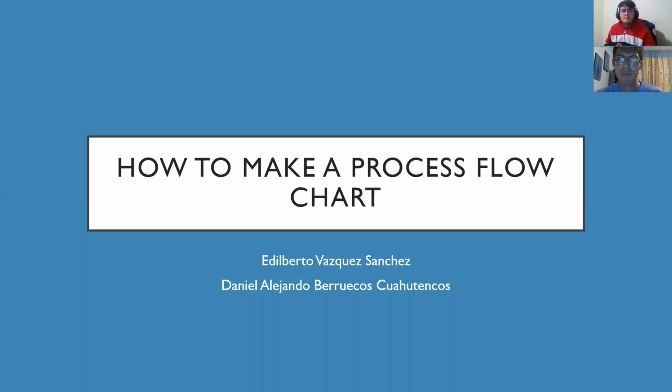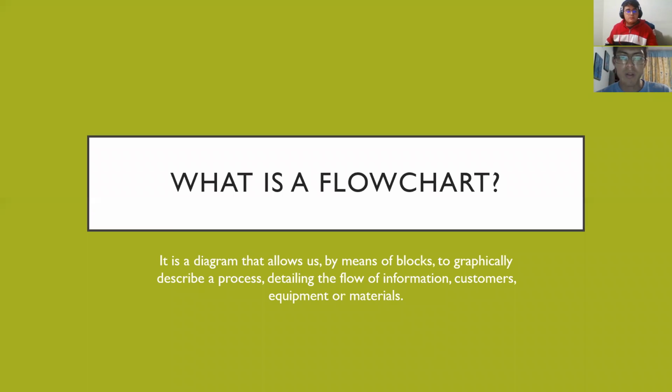And today we are going to do a presentation on how to make a process flow chart. Well, we are going to start talking about what is a flowchart. A flowchart is a diagram that allows us, by means of blocks, to graphically describe a process, detailing the flow of information, customers, equipment, or materials. In this case, we will discuss the flowchart from the scope of many company operations.